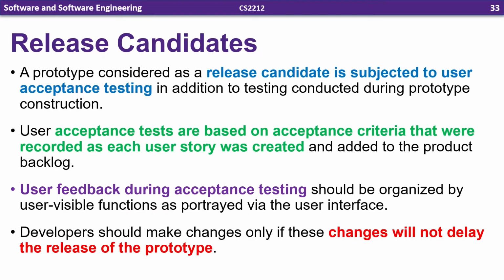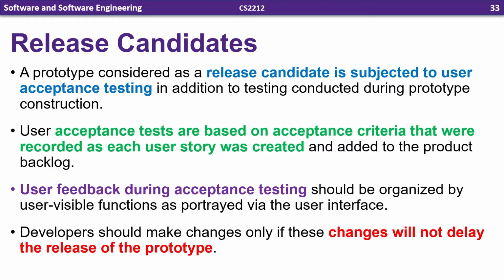Release candidates are subject to user acceptance testing, in addition to testing conducted during the prototype construction. User acceptance tests are based on acceptance criteria that were recorded as user stories were created. And we saw some examples of those in our activity for this week, where we created a user story for bookmarks, as well as some acceptance criteria for them. Those are going to be used on the release candidates to ensure that they actually are fulfilling those user stories. User feedback during acceptance testing is also encouraged.